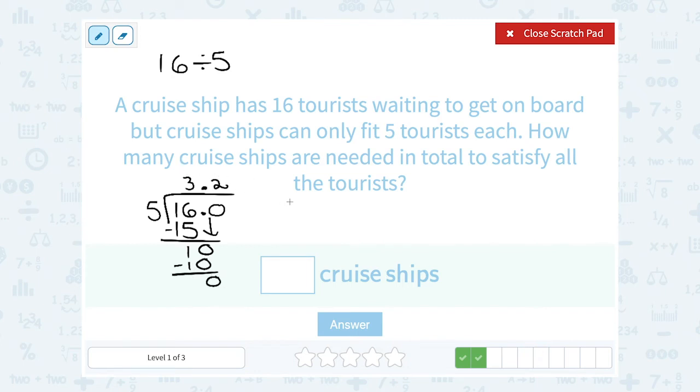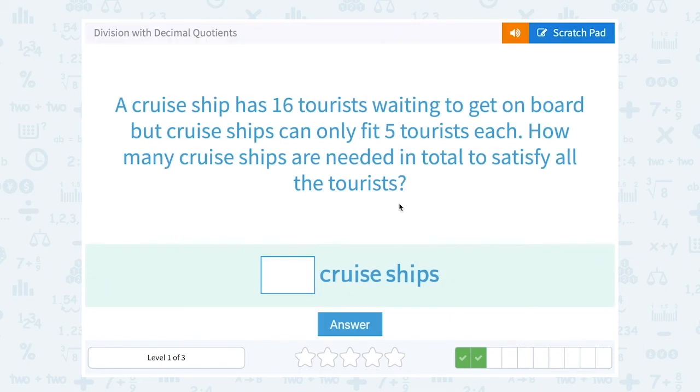Now, again, it doesn't really make sense to have 0.2 of a cruise ship, right? You're not going to send just part of a cruise ship over. So realistically, they would need 3 cruise ships. You would have to round it up to make sure there's enough for all the customers. But since they asked us for the decimal answers at the very beginning, we're going to write it as 3.2.